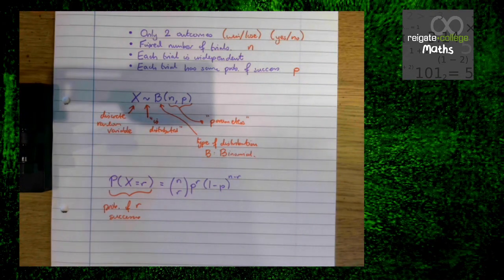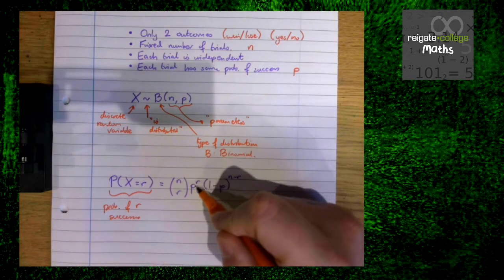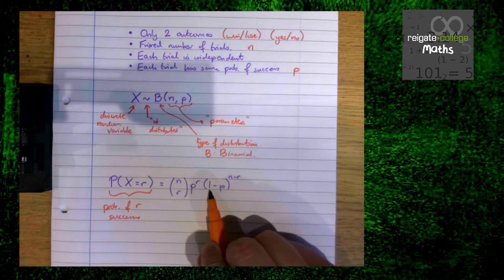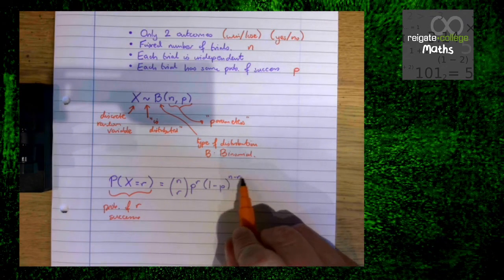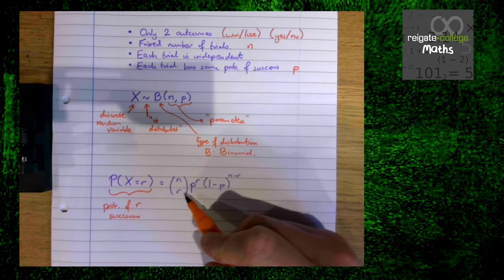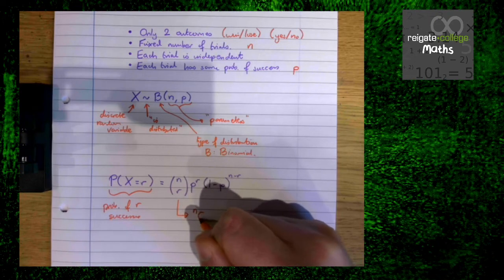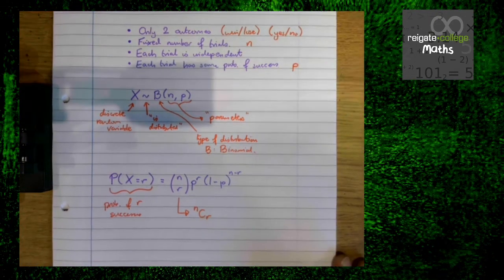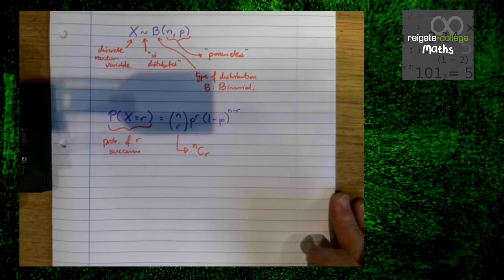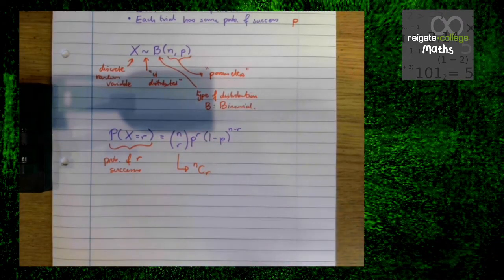So let's just break down this formula. P is the probability of success, R is the number of successes. 1 minus P is the probability of failure, N minus R is the number of failures. But what's this all about? You may have seen it written like this before, but what is it really? Let's look at a sort of thought experiment to see what this is and where it comes from.